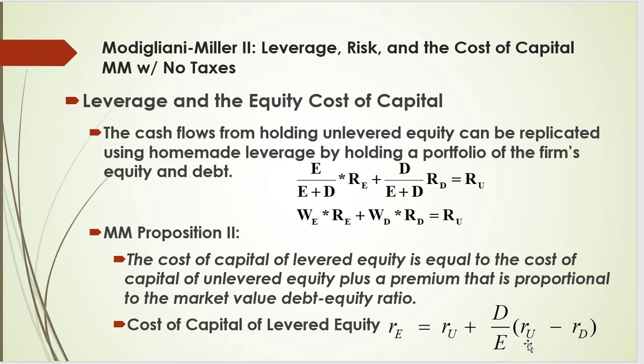multiplied by the difference in costs between the unlevered company and the debt. That gives us a formula to calculate the returns for companies as they borrow money. As a company increases its debt, as D gets larger relative to E, the cost of the levered equity is going to increase. The cost of shareholder money increases as you borrow more money.